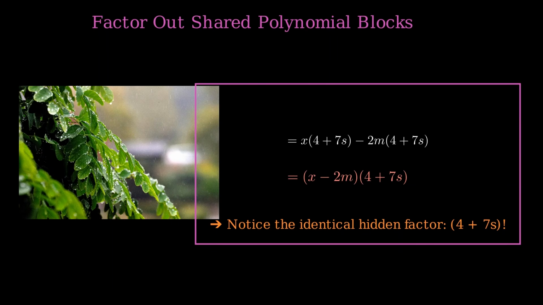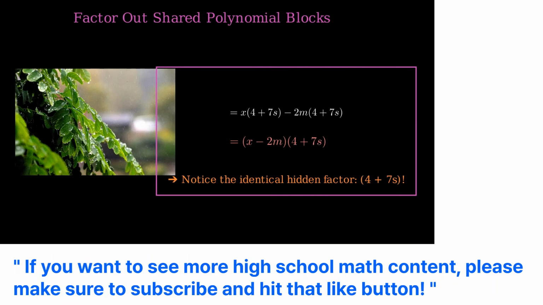Now you can see another shared common factor block, 4 plus 7s. Using the distributive property, we factor it out to get our final result, (x - 2m)(4 + 7s).